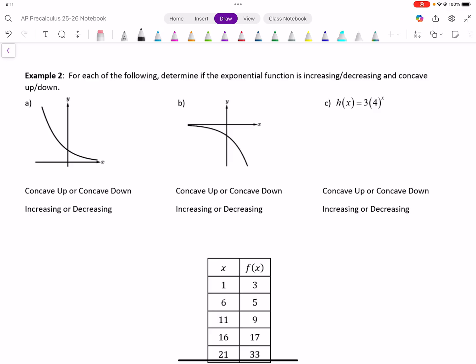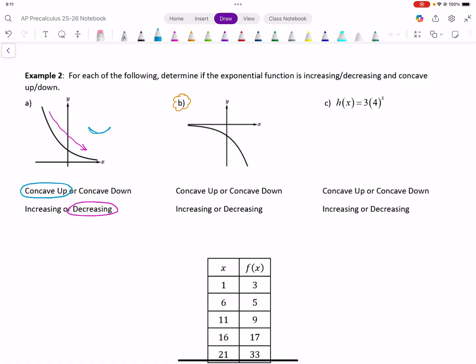So for example 2, it's asking us to determine if the function is increasing or decreasing, and if it is concave up or down. So looking at our graph, we can see that A looks like it's going to be part of a smile, which means it would be concave up. And then because we are decreasing, we're going down as we move from left to right, our function is decreasing. So I want you guys to try part B, and let's look at C.